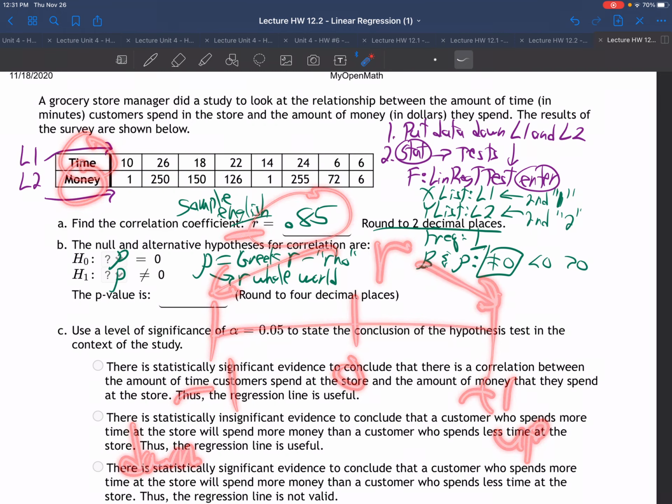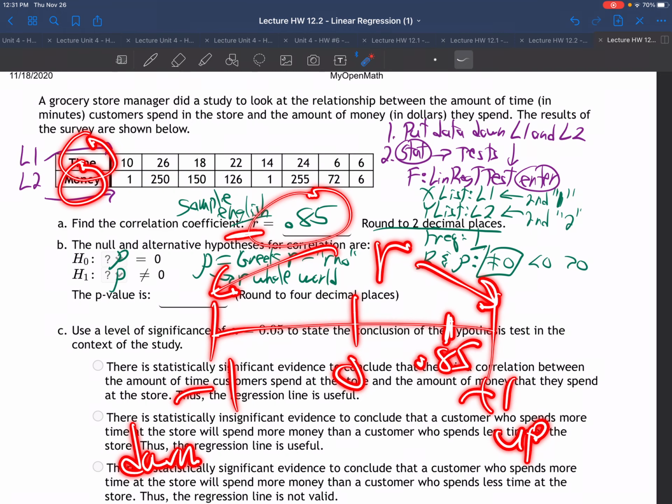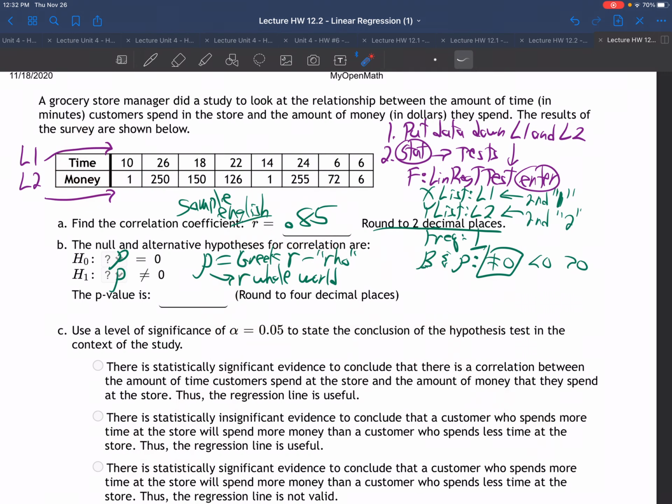0.85 is about right here. It's pretty close to 1. Seems like there's strong evidence, pretty strong, that there is a linear connection here. If you can just keep people in your store longer, they're more likely to spend more money. Pretty strong evidence. But what we really want to know is what's the truth for the whole world?